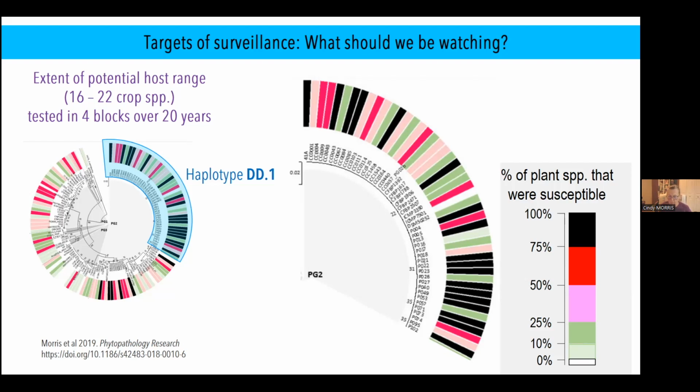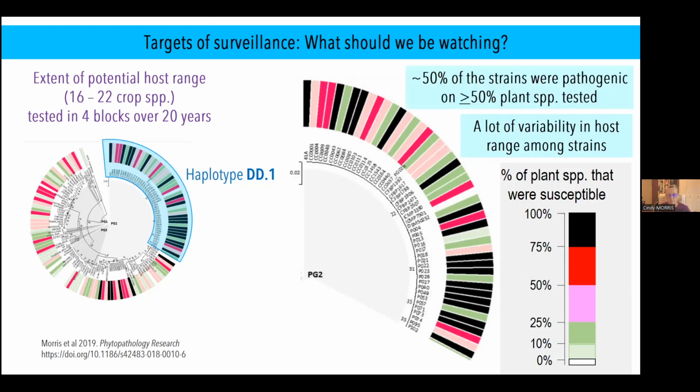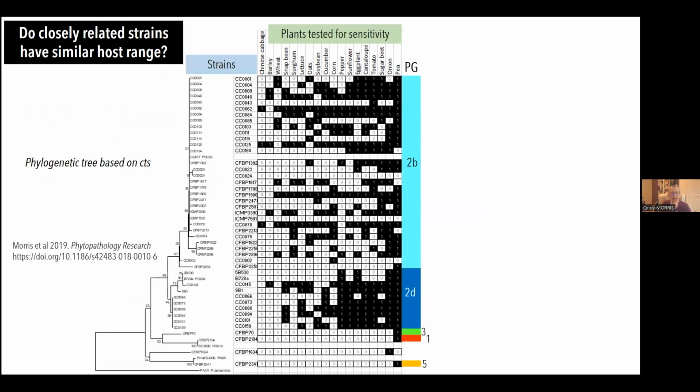So my first question was, I want to survey those. I want to see if there's a way I can trace those. These strains, about 50% of them were pathogenic on over 50% of the plant species tested, but there was a lot of variability in this host range in terms of individual species that were attacked. And here's one block where I can make the comparison.